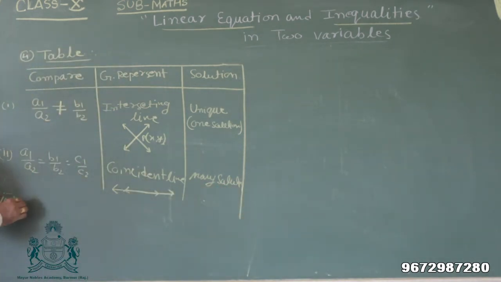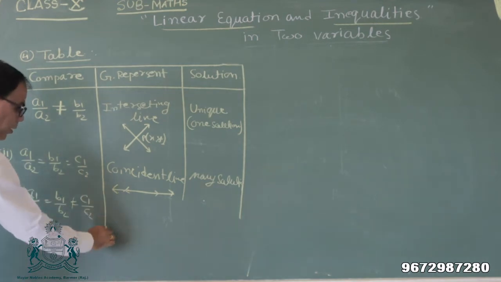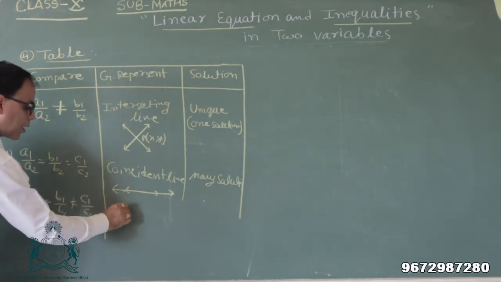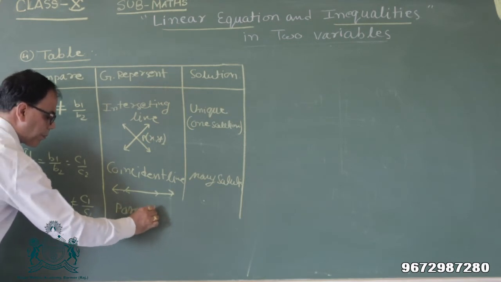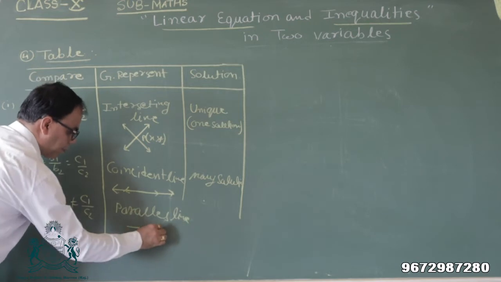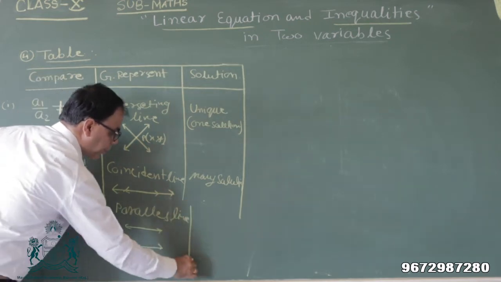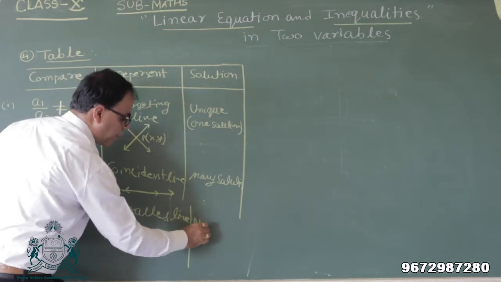Third condition: a1 upon a2 equal to b1 upon b2 not equal to c1 upon c2. Therefore, two lines are parallel. Parallel lines. Therefore, no solution.